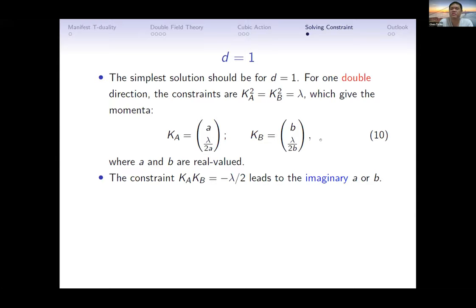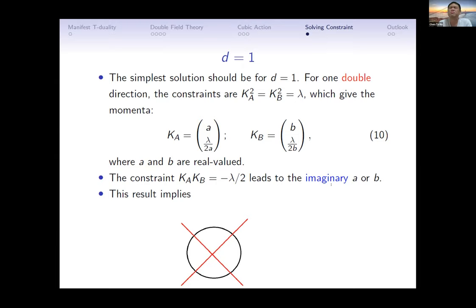Let me show how to solve the constraint, or see the solution. The simple case should be D equal one, which is a double circle. For this constraint we can get the general solutions because it's D equal one, so it's easy to solve. And we can substitute this solution into the constraint. Hence, this result implies that if we just consider D equal one, you cannot see massive gravity because this solution cannot depend on momentum and winding simultaneously. But however, this solution is still interesting because it already shows the difference between string theory and double field theory.